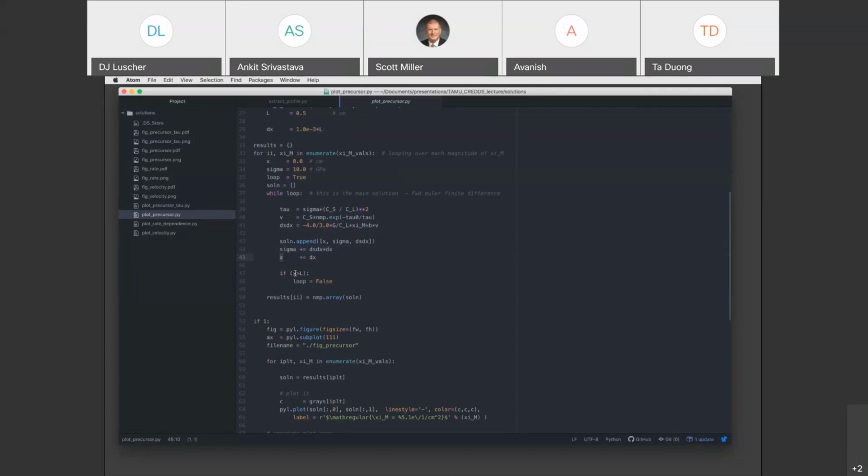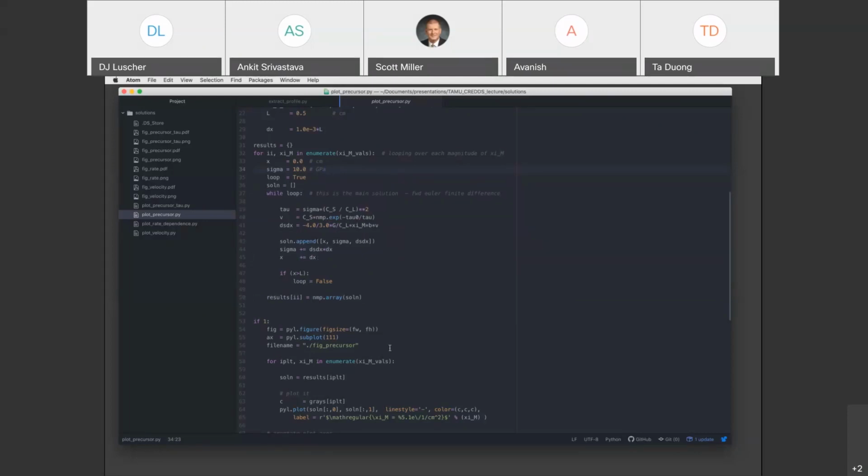And then I say, if in advancing the solution, my x is now past L, past the end of my specimen, then I'm done. So I say this loop condition is false. Then when I come back up to the beginning of this loop, I'm not going to do it. So that'll be the end of that. And then I file away that whole stored solution into some results that I'm putting together. So then this outer loop is just trying out the same thing, but for different values of the mobile dislocation density. So that's the solution strategy.